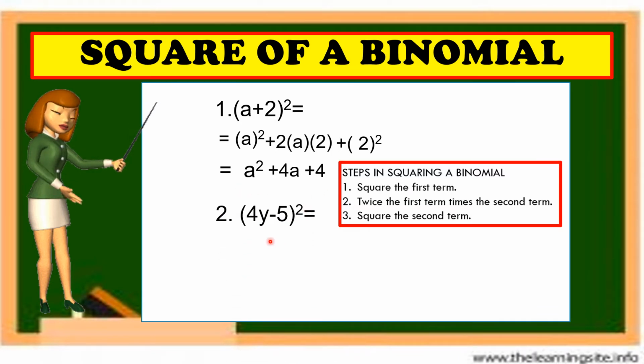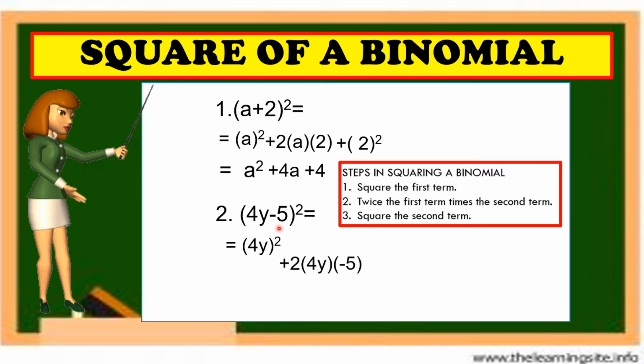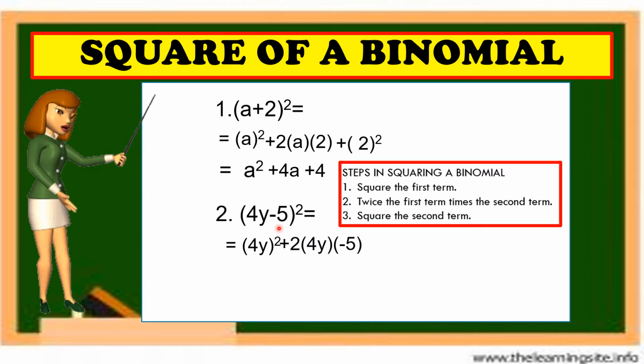We go to the next number. 4y minus 5 quantity squared. First, we square the first term. Our first term is 4y, that is 4y quantity squared. Then twice the first term times the second term. The first term is 4y, the second term is negative 5. That is 2 times 4y times negative 5. Then the third step is to square the second term, that is negative 5 quantity squared.